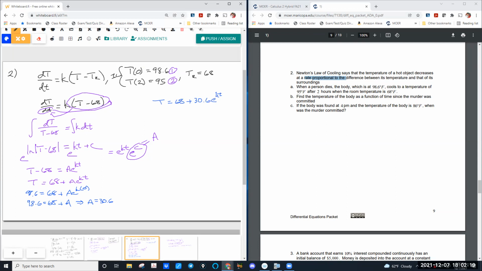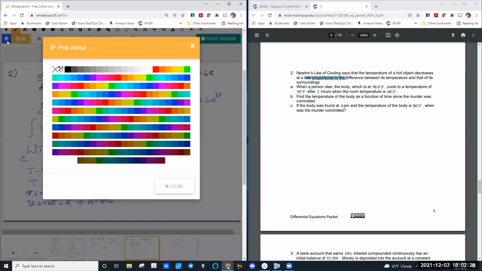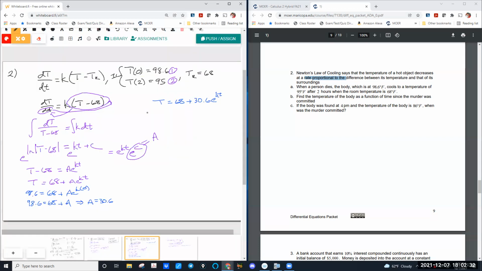So now we can insert initial condition number 2. But before I do, I just want to make sure everybody's okay with where we're at. Okay, great. So now we're going to use this initial condition, which says T has to be 95 when t is 2.